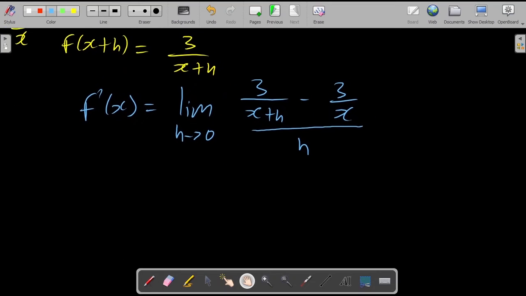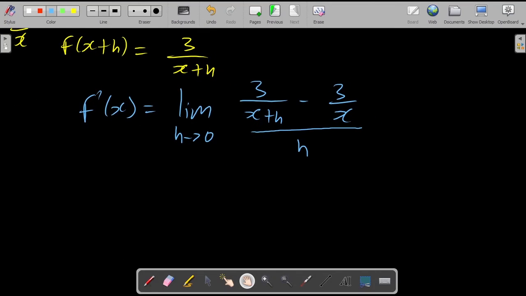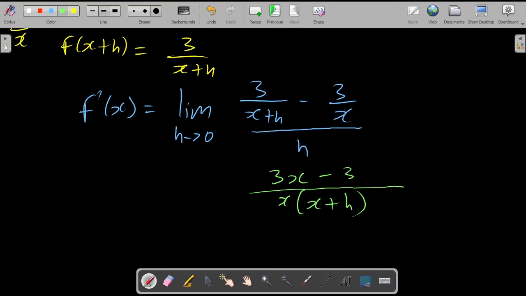Now, all that you have to do is to manipulate or to transform this into a form which you can easily simplify. So dealing with only the top for now, you can see that a common denominator would be something like this at the top. And this would be multiplied by x because it doesn't have x at the denominator. And this would be multiplied by x plus h because it doesn't have x plus h at the denominator. And then all of this divided by h. So you still have that h at the bottom, or you can just write it like this, right?